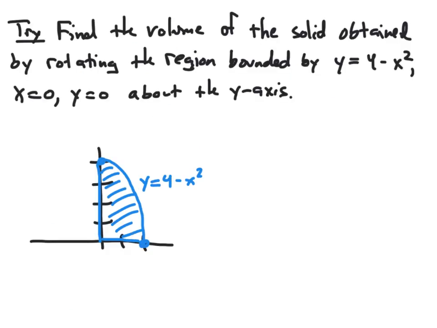If you'd like to try a similar example, pause the video and find the volume of the solid obtained by rotating the region bounded by y equals 4 minus x squared, x equals 0, and y equals 0 about the y-axis. For your convenience, the sketch of the region is shown here below. Resume the video in a few seconds to see the worked out solution.